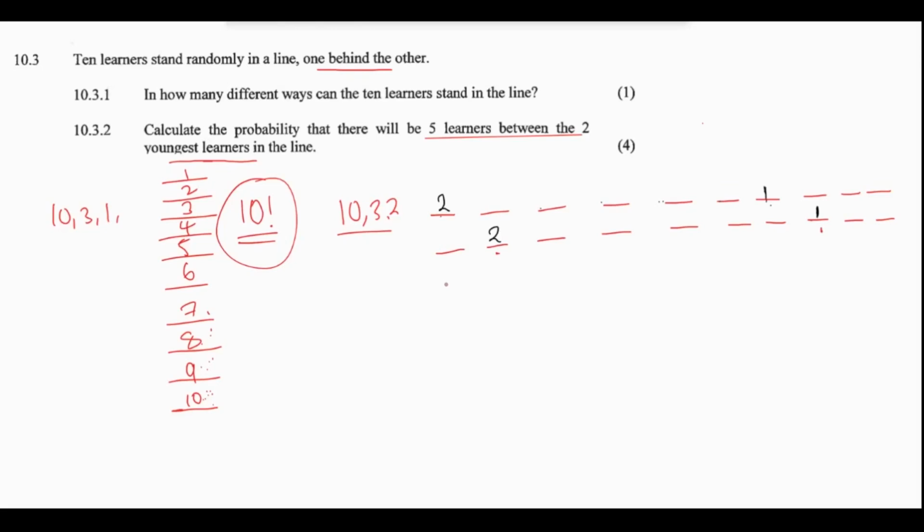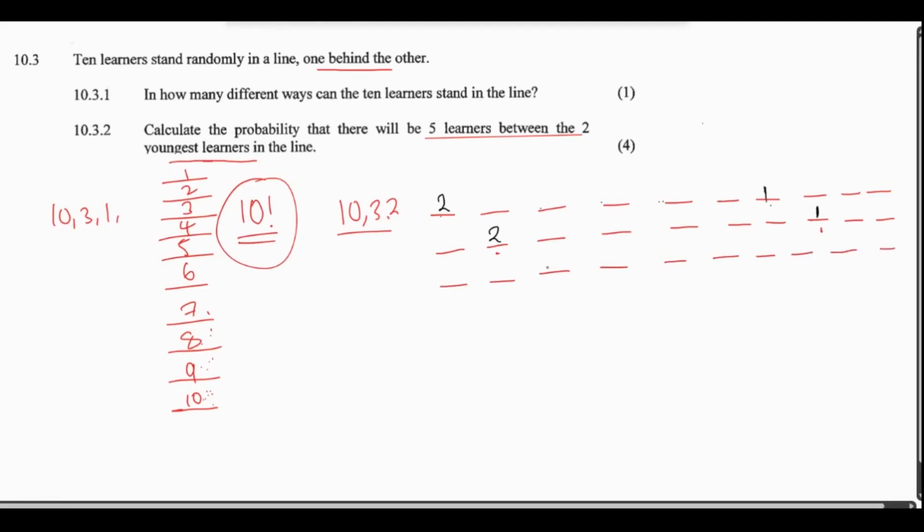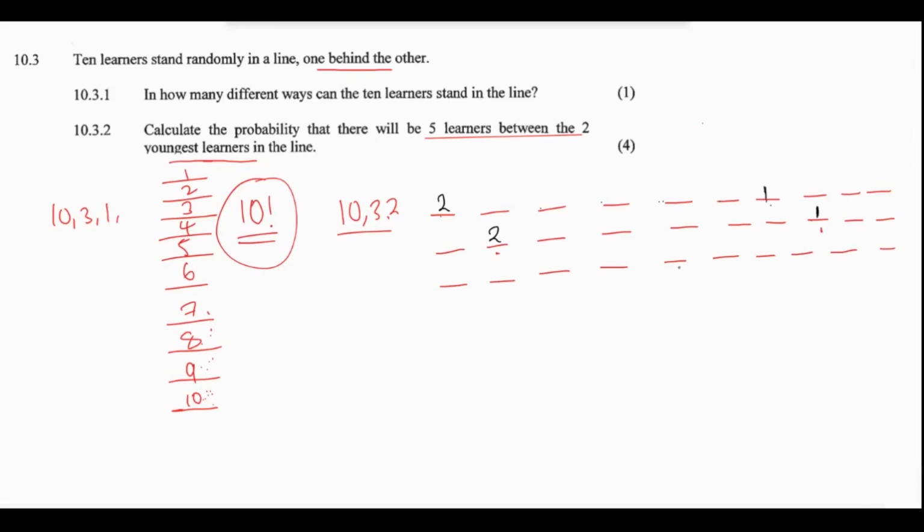Third situation: 1, 2, 3, 4, 5, 6, 7, 8, 9, 10. Right? So they can take slot number 3 and slot number 9. Right? So we have two choices here. If there are two of them, it's two choices. And then if one of them occupies the third slot, then we only have one learner to take the ninth slot. That is for the two youngest learners. We only have one there.